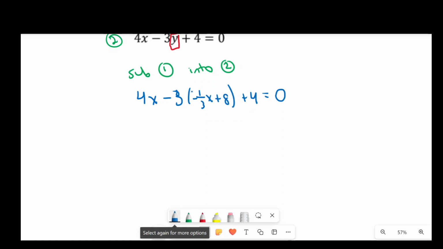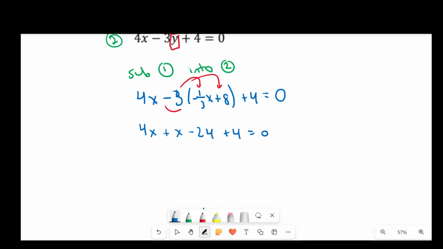So this bracket, inside, nothing to do, but I do want to multiply by negative 3 into that bracket. So nothing else is going to change for the moment. That's still 4x. But I'm going to do negative 3 times negative 1/3 x. So negative times a negative is positive. 3 times a third is 1, and 1x. Then I'm going to do negative 3 times 8. That's negative 24. So the bracket's gone. This is what remains because I multiplied by negative 3 into the bracket to get rid of the bracket.